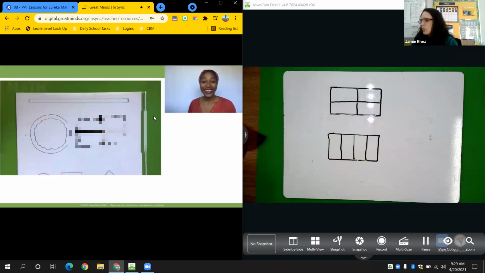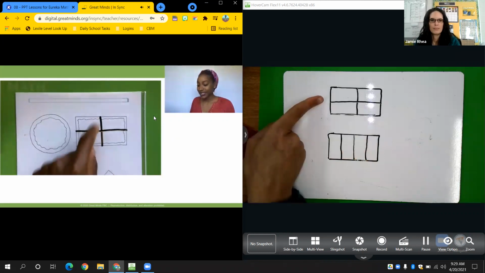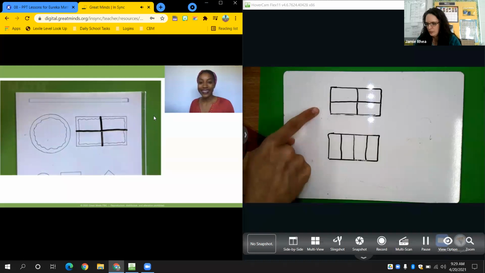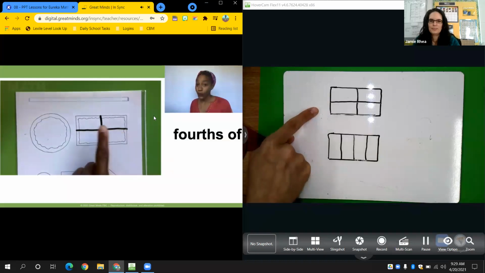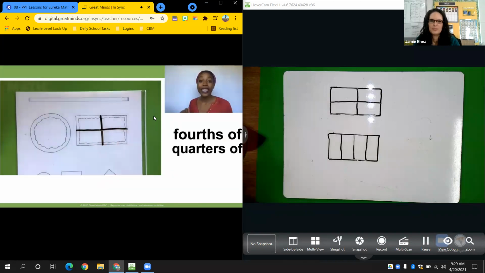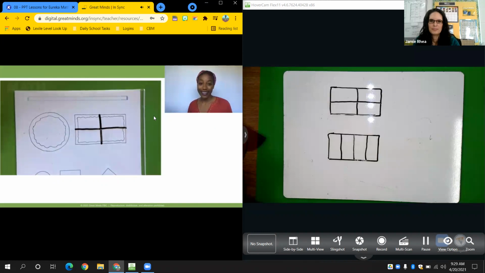Are you ready? Let's do it. Here we go. This is what my 4 equal parts look like. I drew a line down and across to show 4 equal parts. Does yours look anything like mine? These are all fourths of, or we can say quarters of, the pizza. It would be cut into 4 equal pieces, all of the same size.